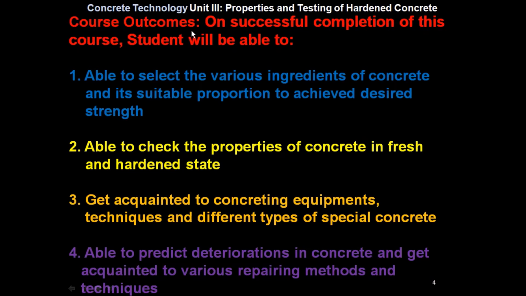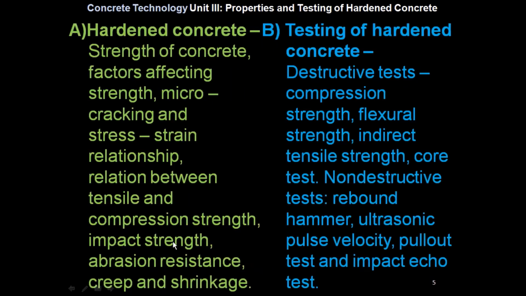Now we will see the course outcomes. On successful completion of this course, the student will be able to, first, select the various ingredients of concrete and their suitable proportion to achieve desired strength. Second, check the properties of concrete in fresh state and hardened state. Third, get acquainted with concreting equipment, techniques and different types of special concrete. Fourth, predict deteriorations in concrete and get acquainted with various repairing methods and techniques.